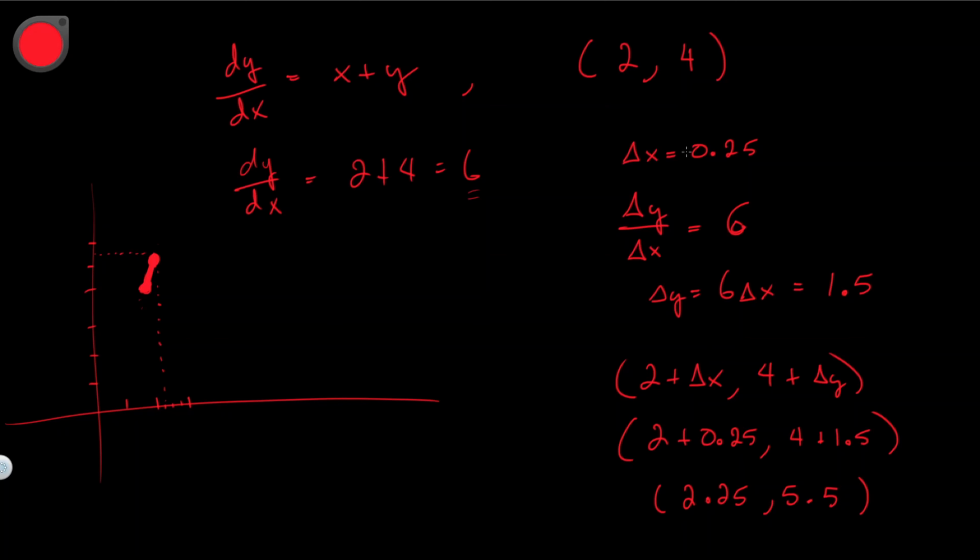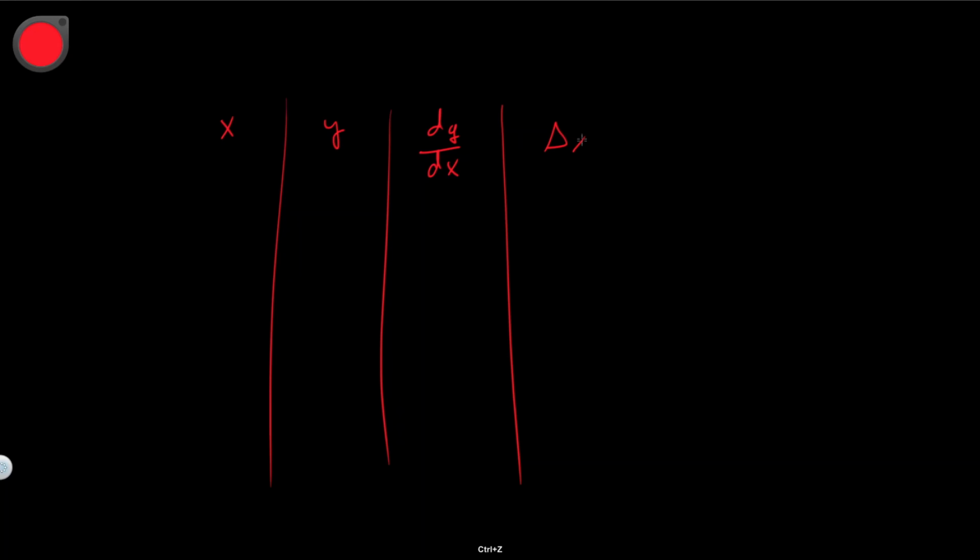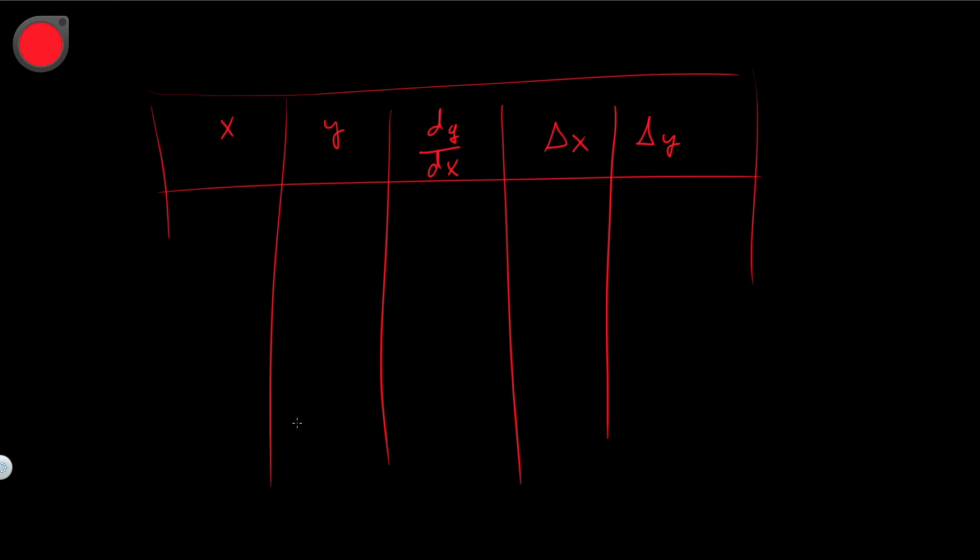This is a lot of math. Let's try to put this in a chart and make it really easy to follow. I need an x column, I need a y column, I want a dy over dx column, I want a delta x column, and I want a delta y column. This chart right here is going to be my best friend.